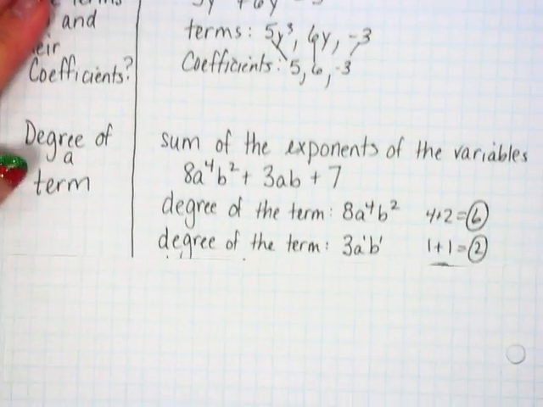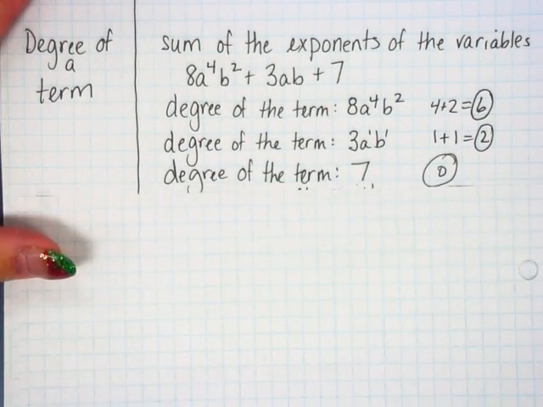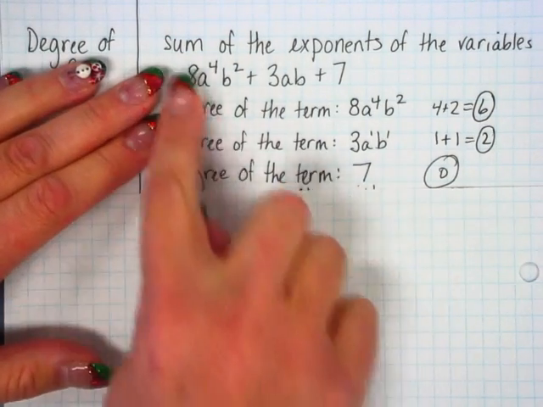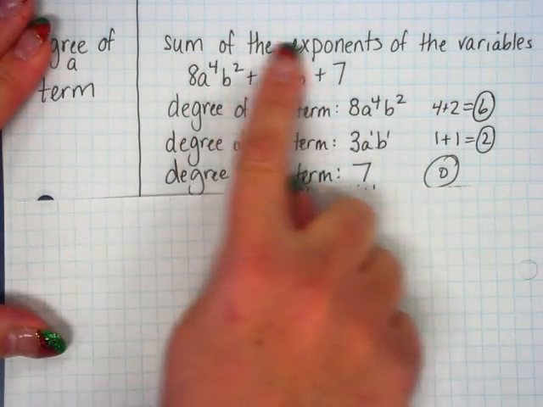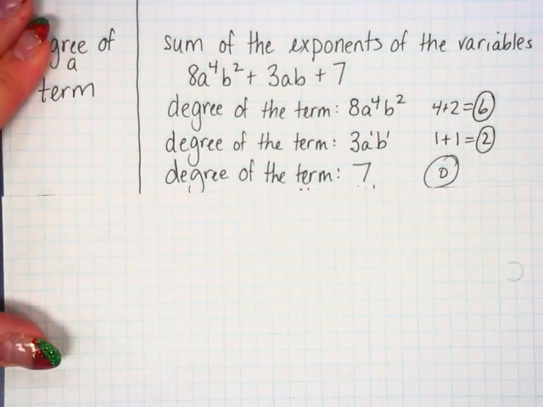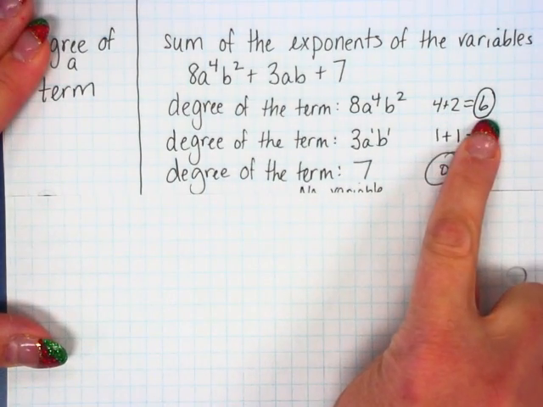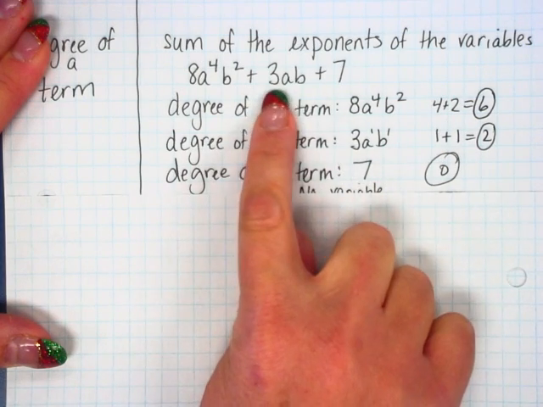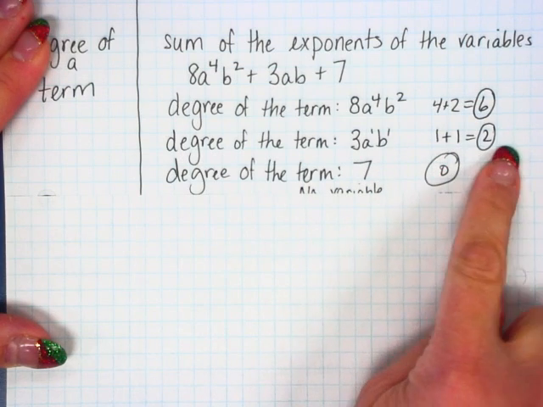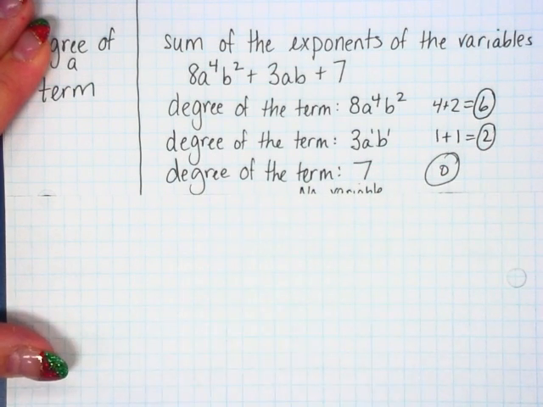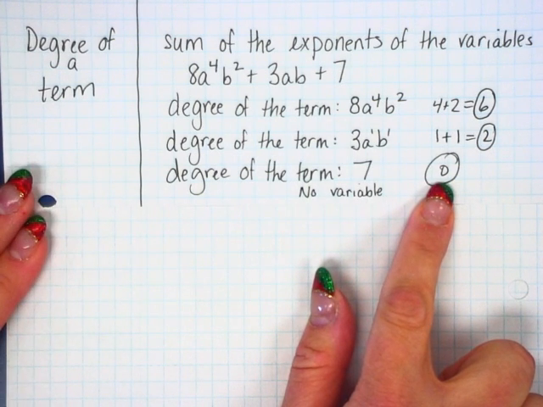If we're looking at the degree of a term, so we have this problem here. The first term is 8a to the fourth b to the second. You add up the exponents of the variables. So for that term, 4 plus 2 would give me 6. For the second term, 3ab, remember there's a 1 there. So 1 plus 1 would be 2. There are no variables in the 7, so there is no degree.